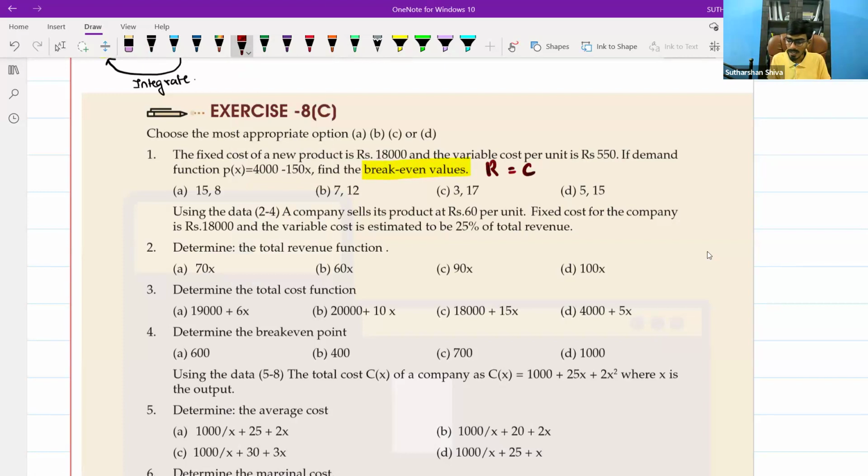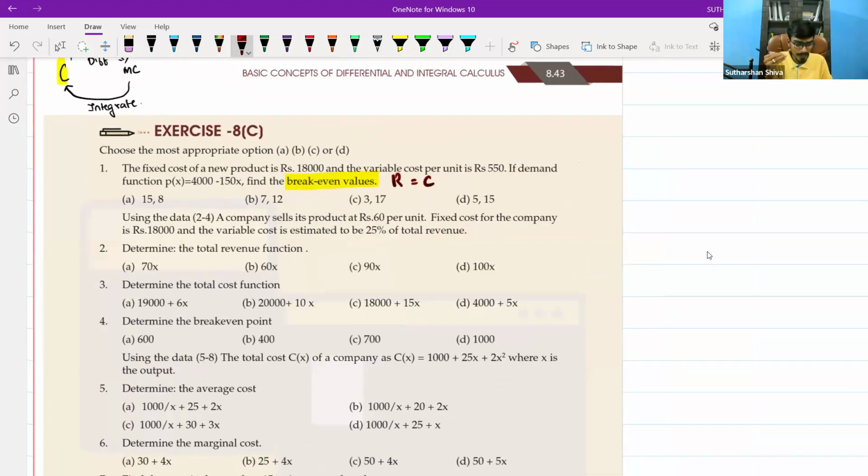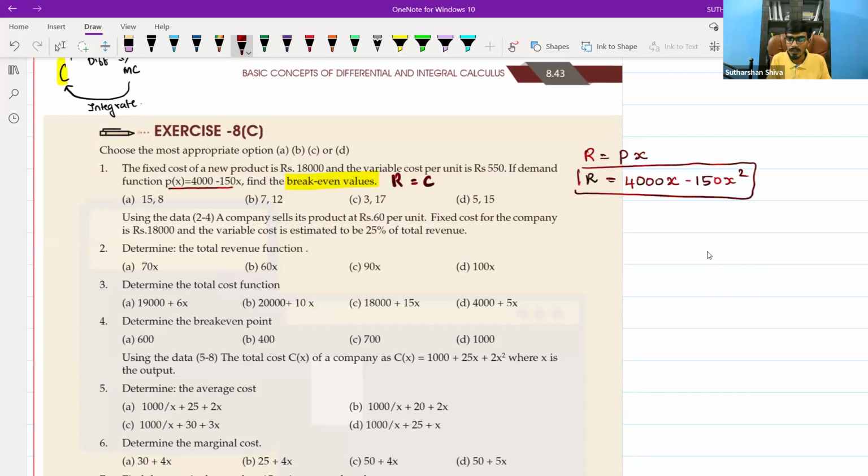For that purpose, I need to find the revenue, so I need to first frame that equation. They have given P of X. What is revenue? Revenue is nothing but price into output. Here, the output demand is X. So I will simply multiply the price equation by X. So 4,000 into X, 4,000X minus 150X square. This is my revenue function. So I found the revenue function.